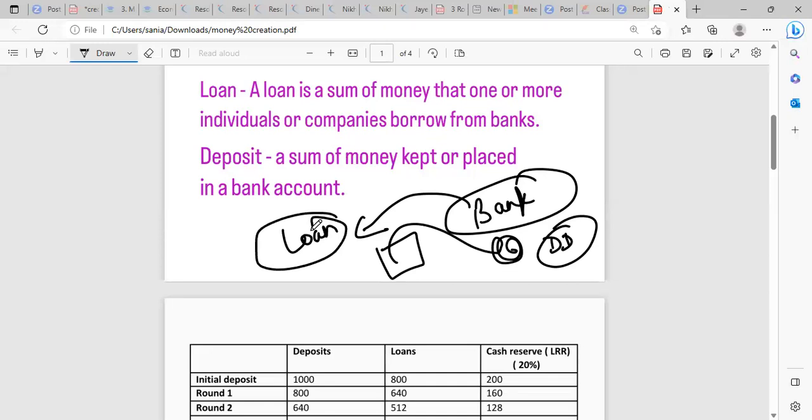Loan means you took the money from the bank and you need to pay back to the bank within 1 year, within 2 years, within 3 years, whatever the time period is. But at that time, you will not say I borrowed this money from the bank. You will say I took a loan from the bank. Clear? Yes, ma'am.